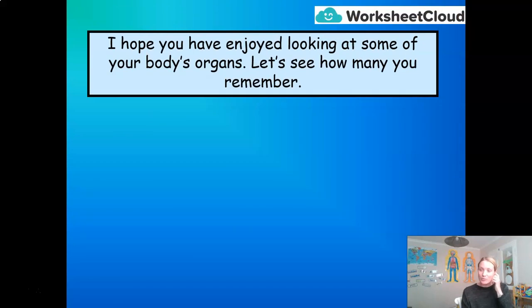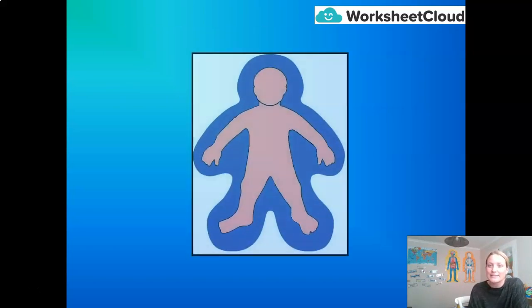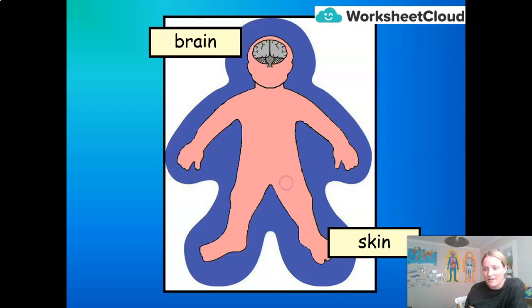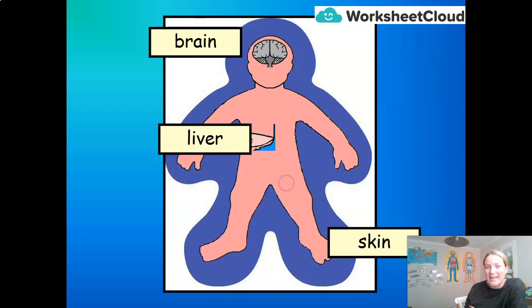Okay, so I hope you enjoyed looking at some of the organs of the body. So let's now see what you can remember. Here is my little person, and the skin. Remember, the skin is the largest organ of the body. This one is the brain. Okay, what's that one? It is the liver.